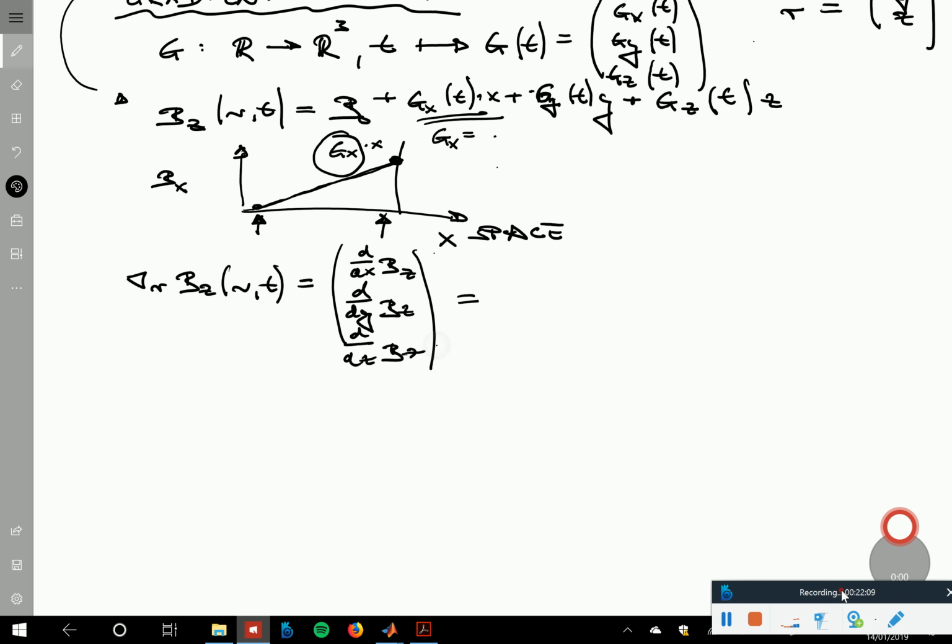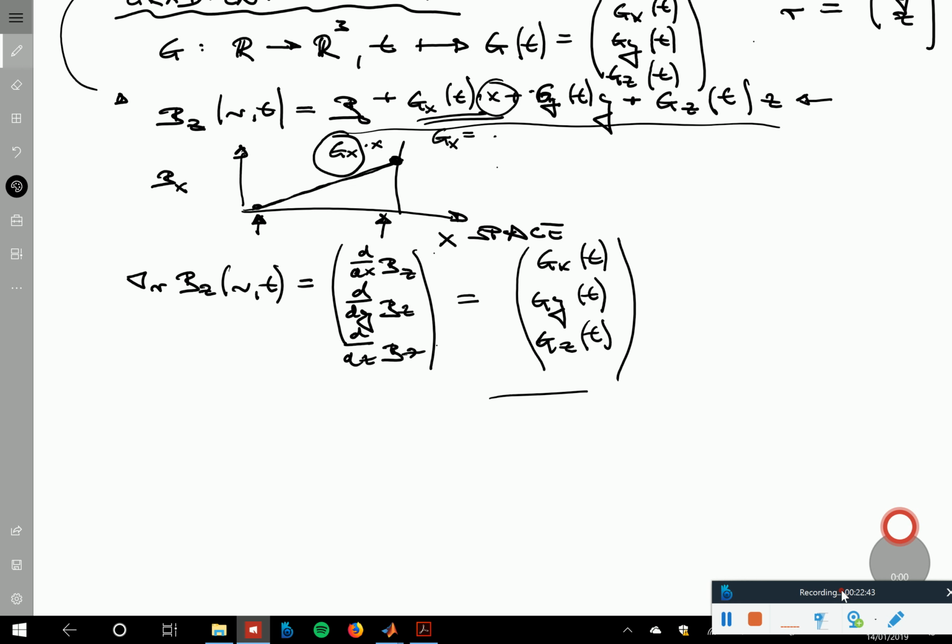This is, of course, then just the derivative of this function with respect to x, with respect to y, or with respect to z. So what's the derivative of this function with respect to x, where the only dependence on x is actually here? Gxt, exactly. And the same logic then applies to the other ones. So the reason why I'm writing this out is just to give some meaning to the notion of gradient here.